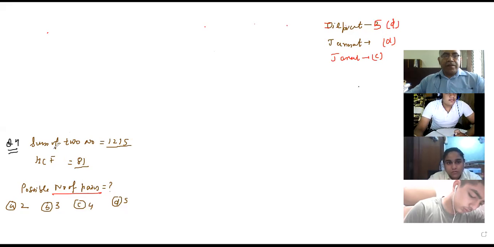देखिए. Sum of two numbers is this. Their HCF is 81. अच्छा. Let the numbers be x and y.